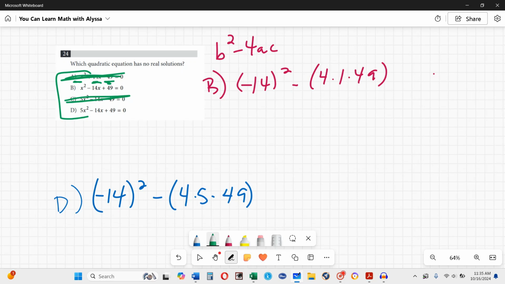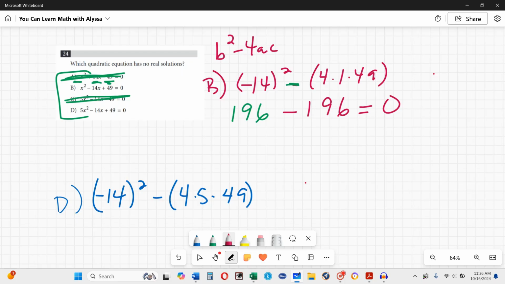Well, B, negative 14 squared, is 196. This is going to be a positive number, so I need to multiply it to make sure it's not going to drop this 196 below 0, or see if it will. Either way, 4 times 1 times 49 is 196. So if I subtract 196 from 196, I get 0. D should be our answer, but let's double check it just to be sure.